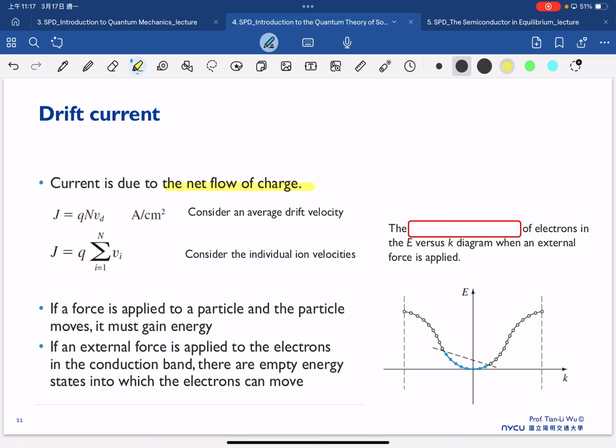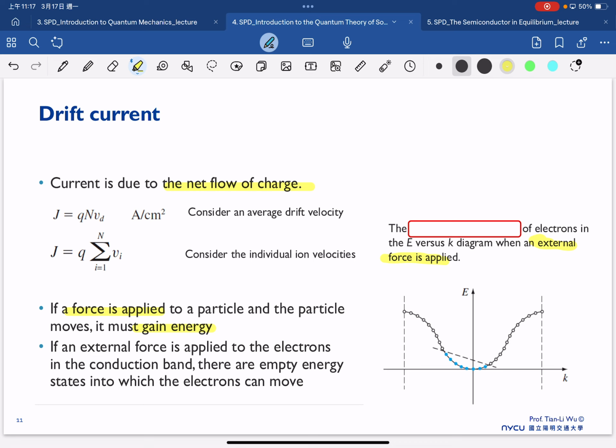If a force is applied to the particle, and the particle can move, that means this particle gains some energy. If an external force is applied to an electron in the conduction band, there are empty energy states which the electron can move into. So if you have the force applied, and there's an empty state in the conduction band, then you can start to push the electron moving into the empty state, and in the end it becomes the current. This is one of the schematics when an external force is applied.